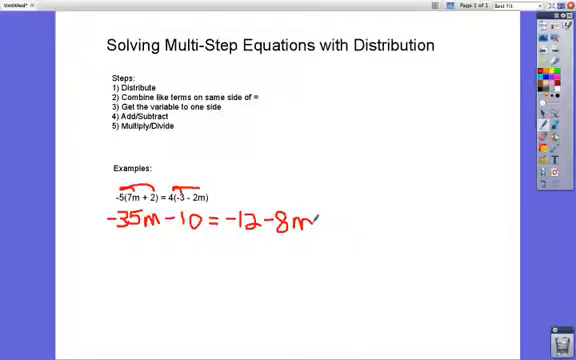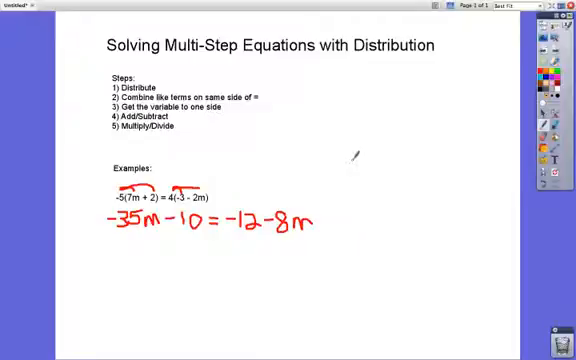But if you look at step 2, it says combine like terms on the same side of the equal. So if we look over here on the left, these aren't like terms. Okay, this has an m, this doesn't, so we can't combine them. And looking at the right, it's the same thing. Here's an m, this one doesn't. So we can't do step 2, so we move on to step 3, which is get the variable to one side.